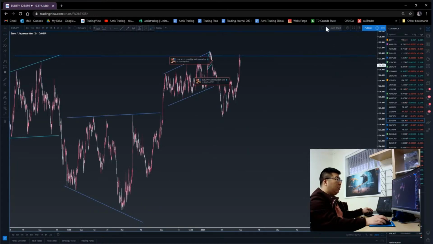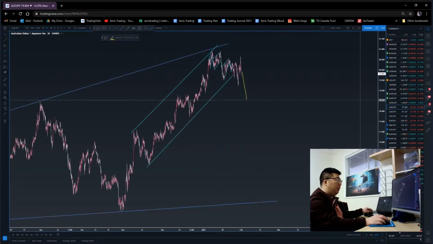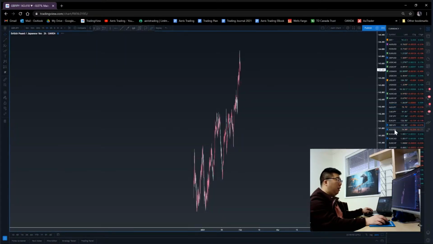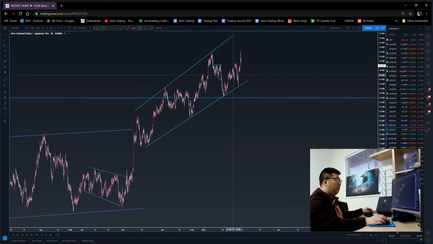I think a couple of yen pairs need a little bit of development, like Aussie yen being one, and Kiwi yen as well. And that's why the yen pairs, at least for me this week, are not really on my watch list, because I don't think any of them are ready yet. Okay, so that's what I see on euro yen.